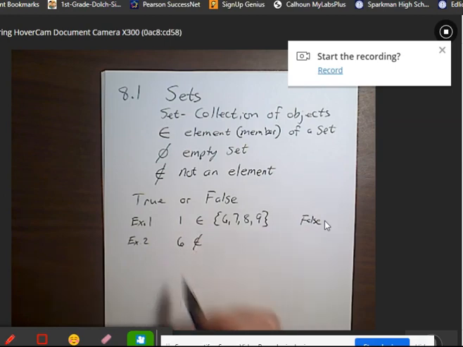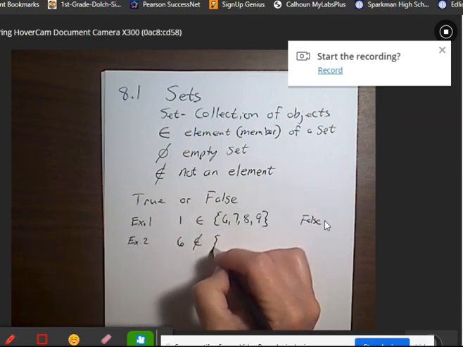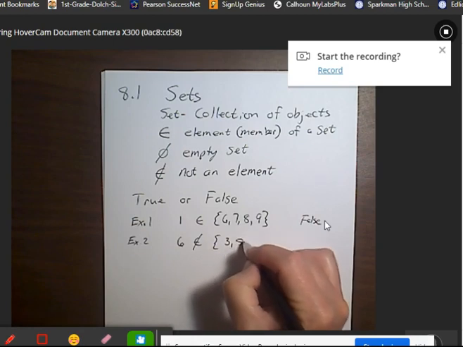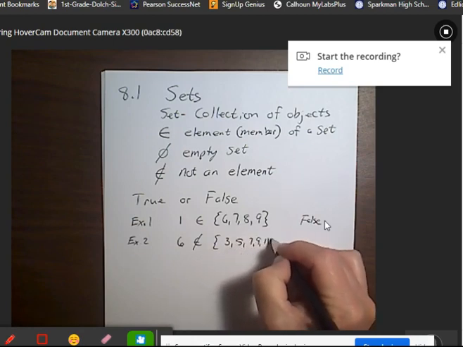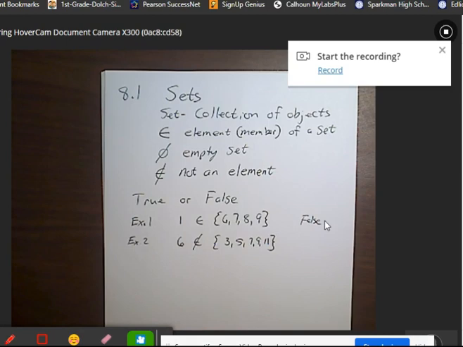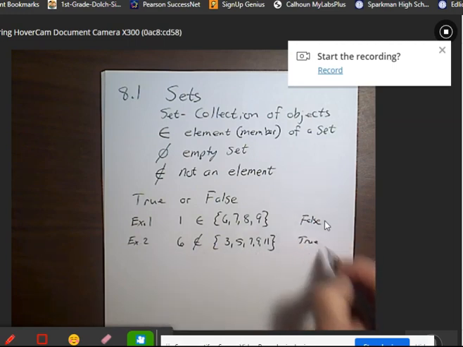And then they'll do, all right, is 6 not an element of 3, 5, 7, 9, 11? And in that case, 6 is not an element of this one, so that would be true.